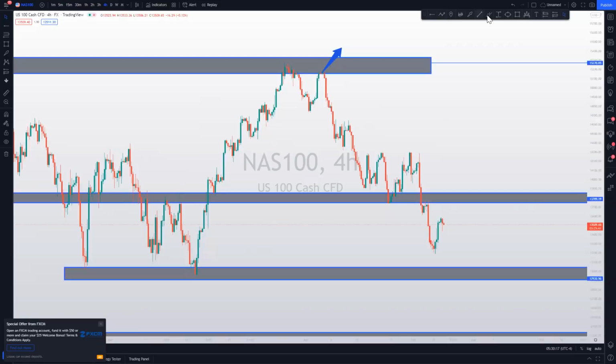Is it clear from your side, right? So that being a double top, okay, block.